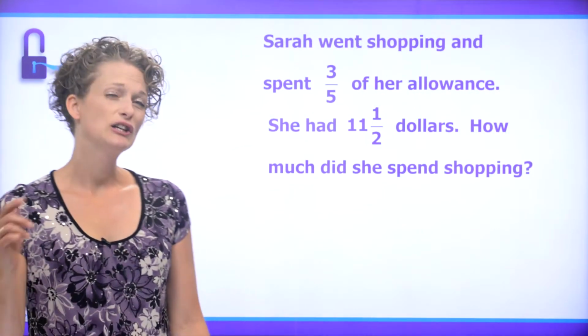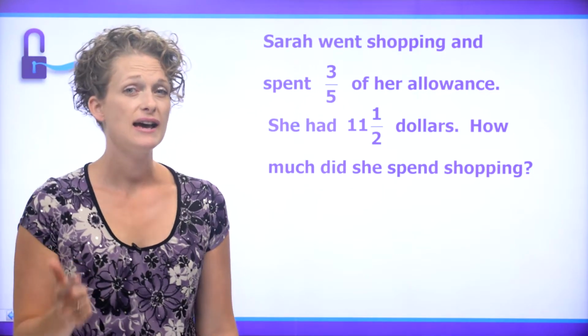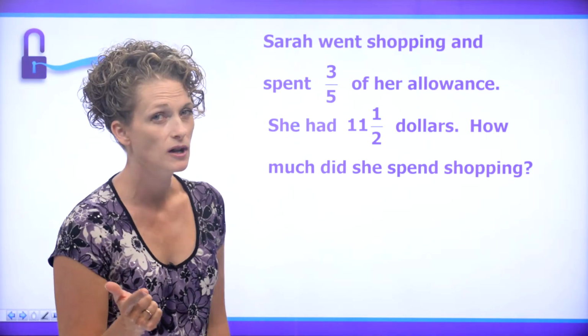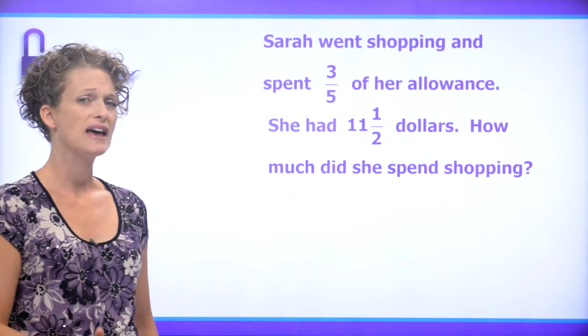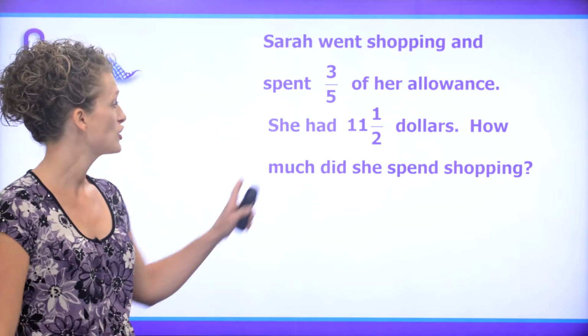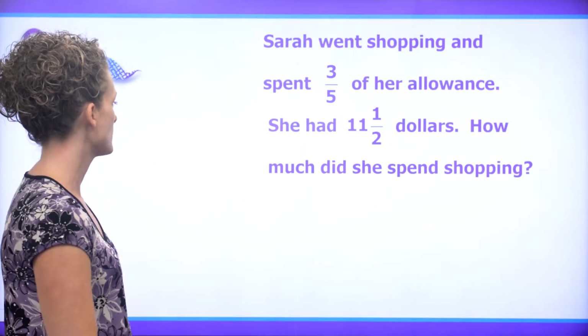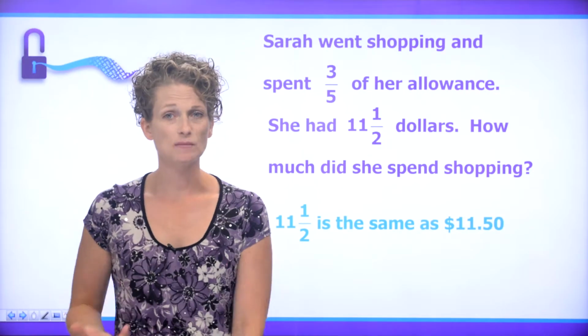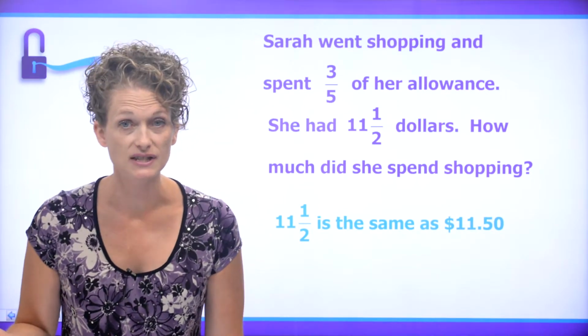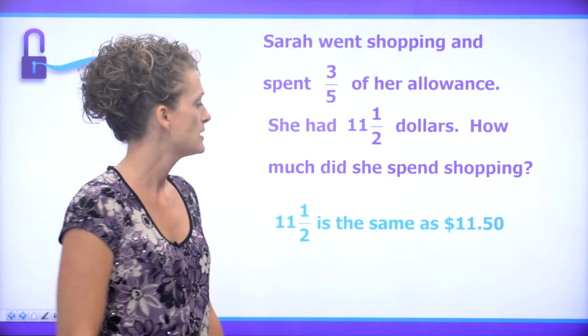So now let's look at a little word problem. Sarah has some money in her pocket and she wants to go to the mall and go shopping. So she spends 3/5 of her $11.50. So how much did she spend shopping? Well, 11.5 is the same thing as saying $11.50 because half a dollar is 50 cents.